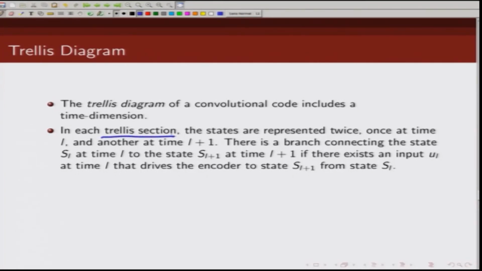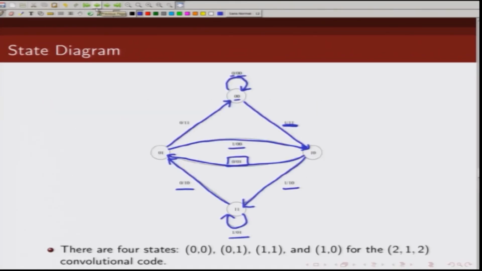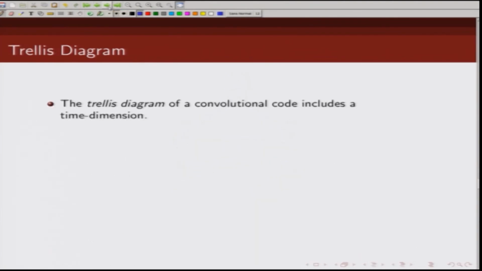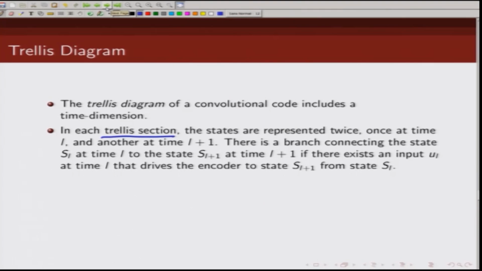So, in a trellis section we represent each state twice. How do we represent each state? Let us take this example. So, here we have 4 states, right. So, if I have to draw a trellis section corresponding to this encoder, how will I do it? What I am going to do is, I am going to write all these 4 states here, and I will write all those 4 states here.